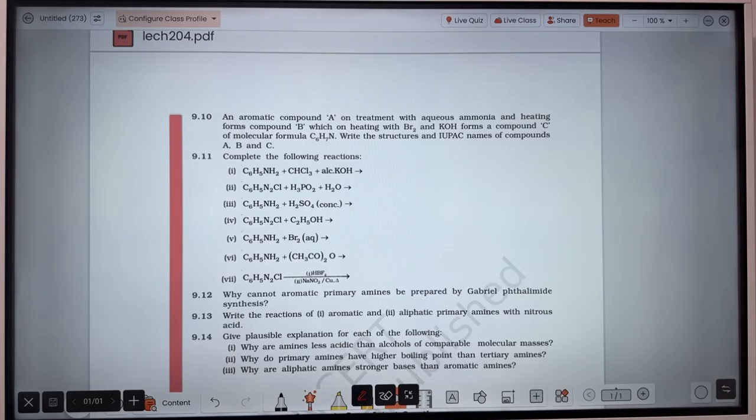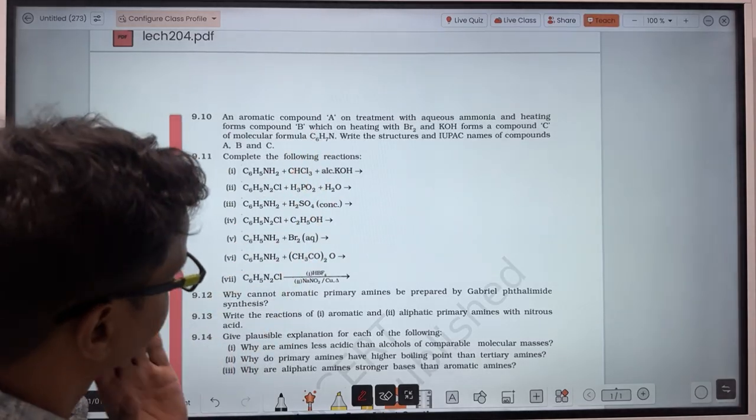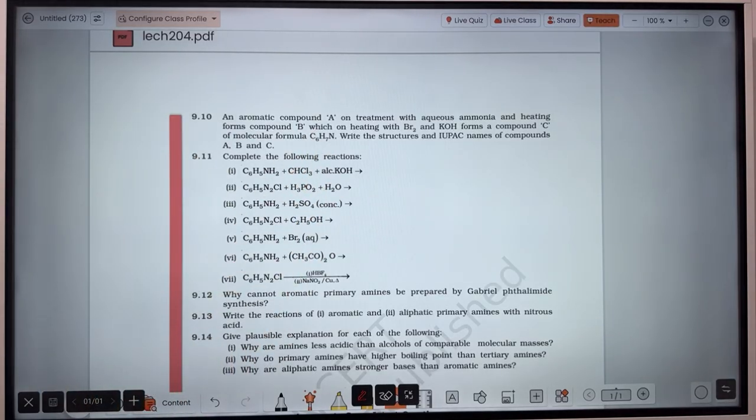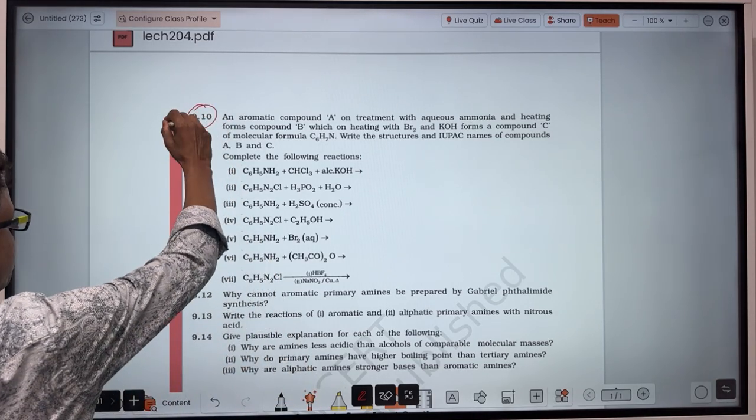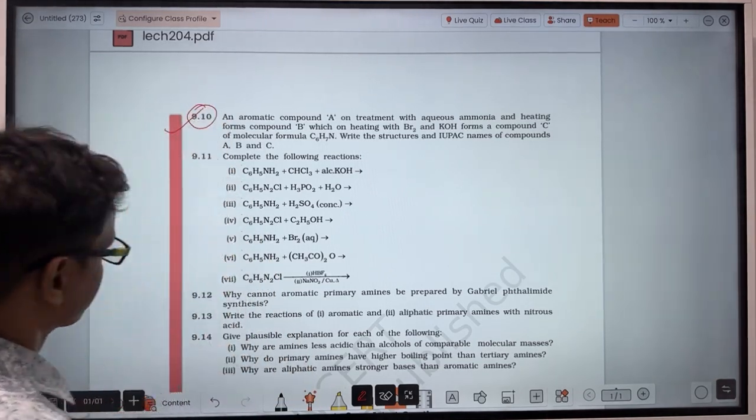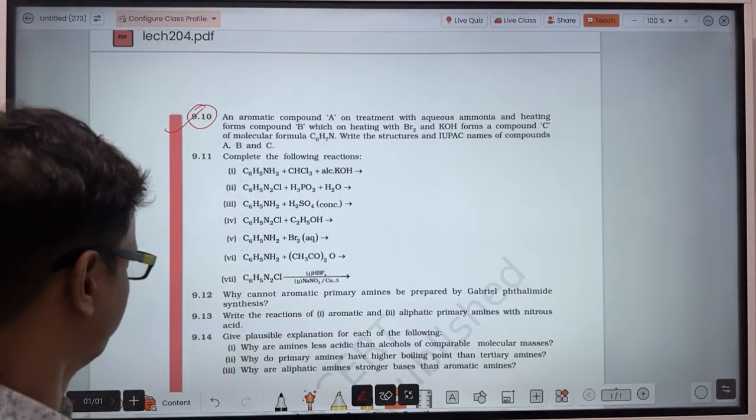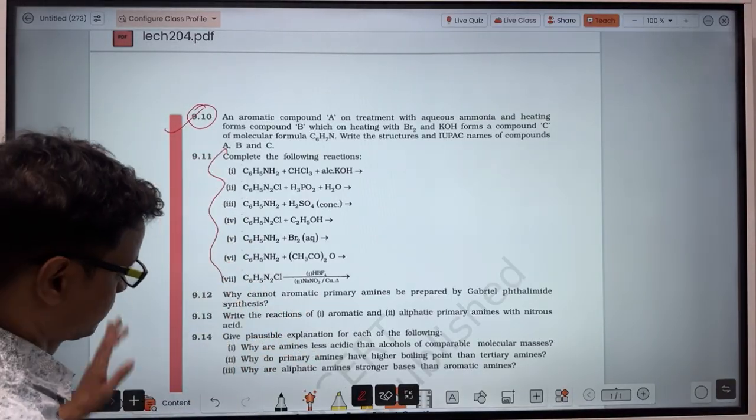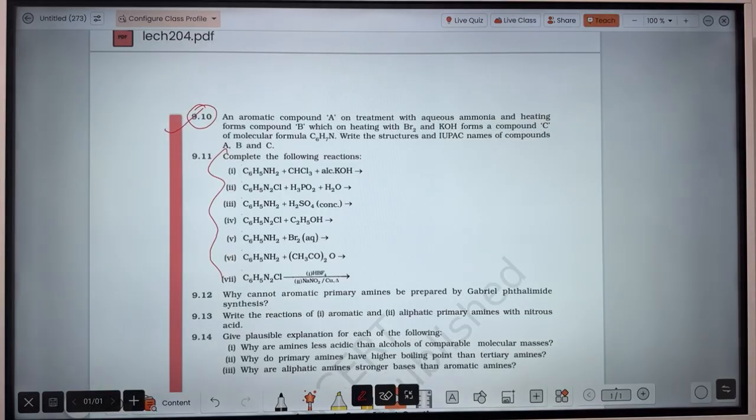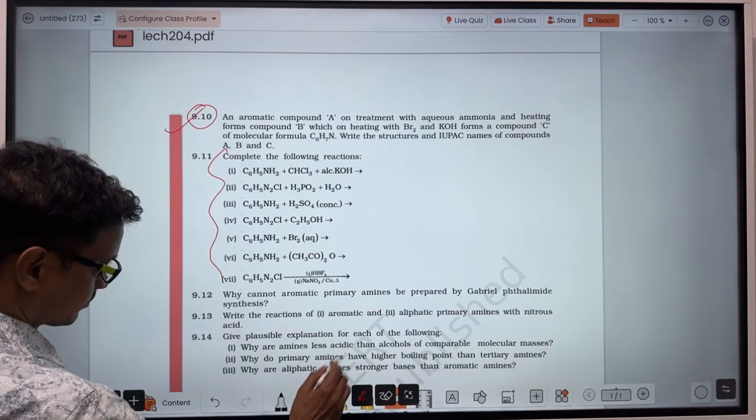So let's see here. There is an aromatic compound A that is treated with aqueous ammonia and heating, forming compound B, which is then treated with bromine and KOH, forming the compound C. So this question you first try. I shall discuss that one also later on. Complete the reaction, very easy for you. This reaction is a direct question about which we have discussed. Third one is here.